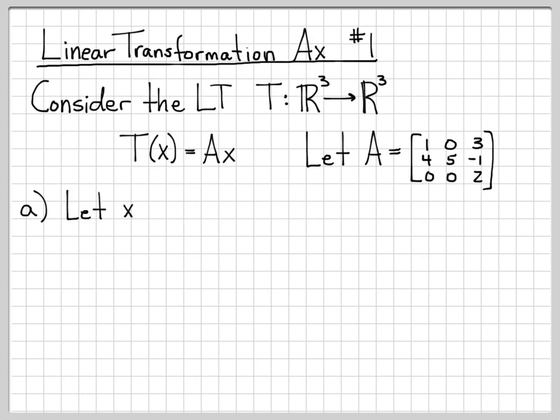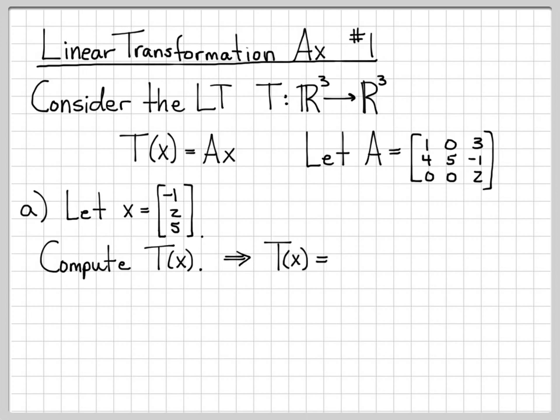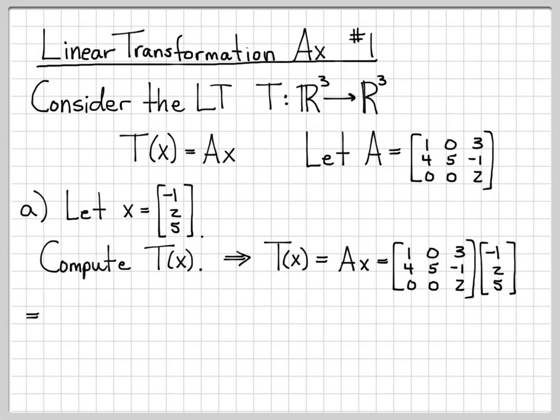And in part A of the problem, we are going to work with the vector x, which is equal to negative 1, 2, and 5. And we are asked to compute what T of x is. So that's almost trivial. To compute T of x, we write down what T of x is equal to. It's equal to Ax, which for this particular example is the matrix A times the vector x. The vector x is negative 1, 2, 5.